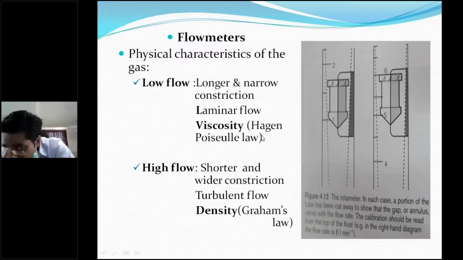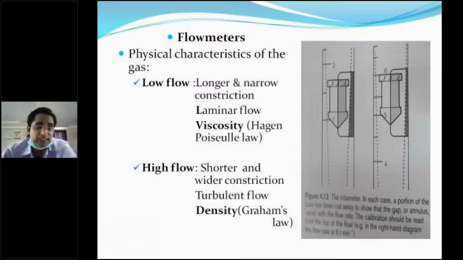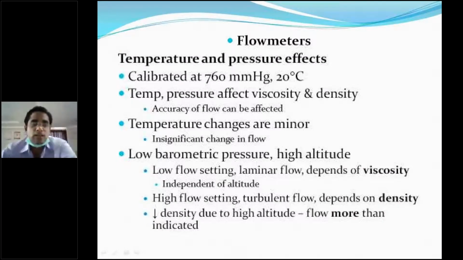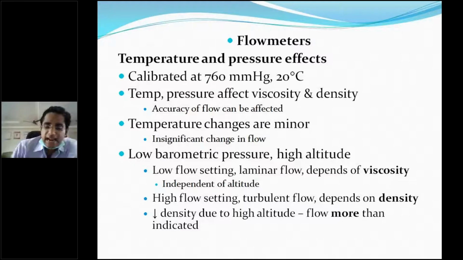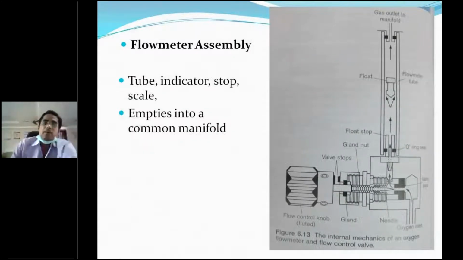Again, this is in depth for you. This is again for postgraduates. Just remember, for an MCQ, low flow is for viscosity, that is the Hagen-Poiseuille law, and high flow is for density, that is Graham's law. The flow meters are calibrated at 760 millimeters of mercury. Again, they are dependent on the temperature, pressure, and altitude. And this is the flow meter assembly, which I have explained to you in the previous slide.